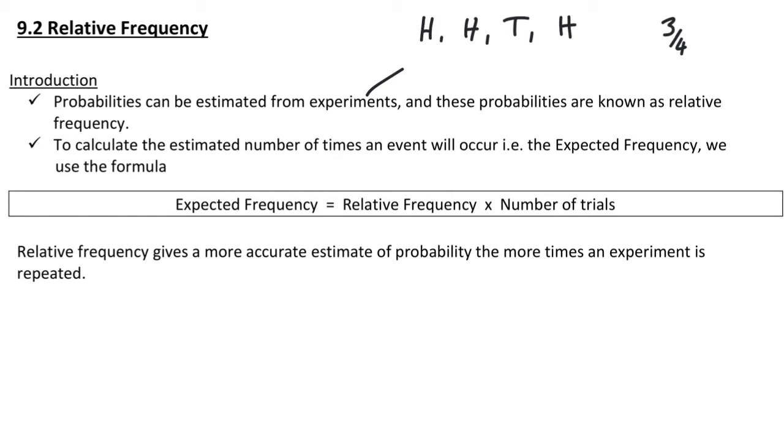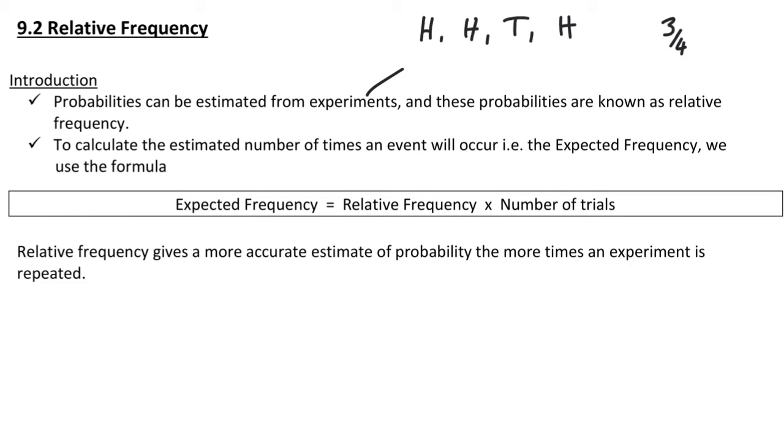To calculate the estimated number of times an event will occur, so if we are trying to figure out how many times it should occur in an experiment, what we do is we multiply the relative frequency by the number of trials. The more times we carry out the number of trials, so in my tossing a coin example up above, we did it 4 times and we got 3 heads out of 4.